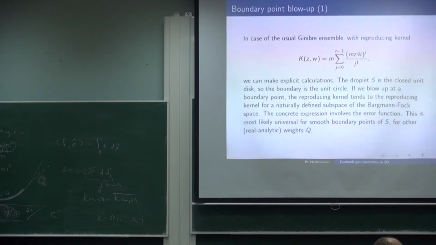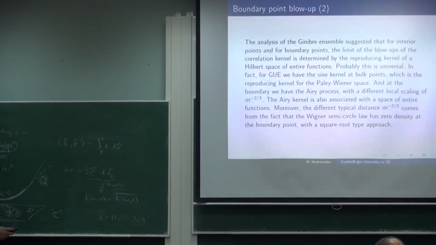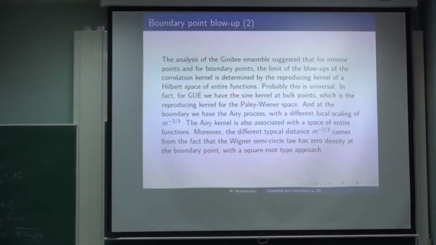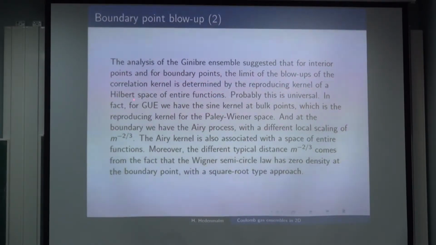This should be a universal thing, but for smooth boundary points, there is no such theorem yet. And here, well, okay, we expect to have a lot of universality. So, usually what happens is that if you make a blow up, you get some specific class of Hilbert spaces of entire functions. And these Hilbert spaces will depend on the typical situation.